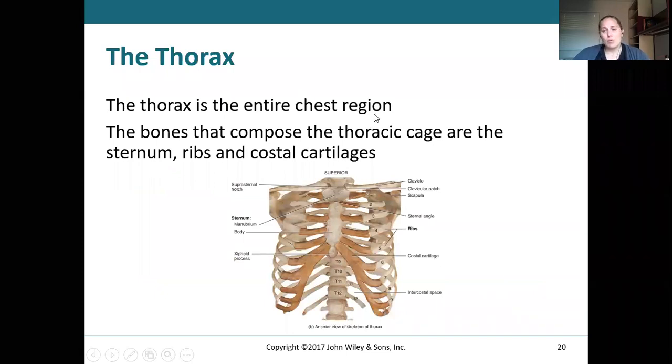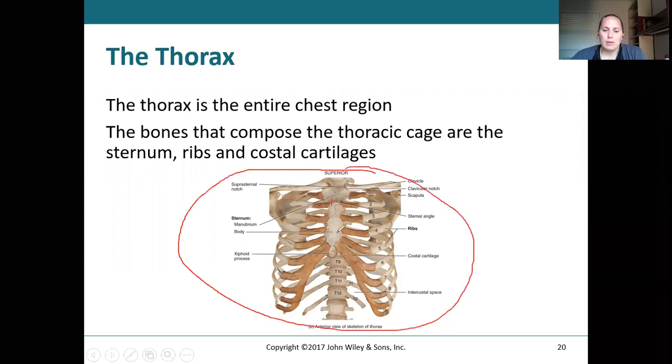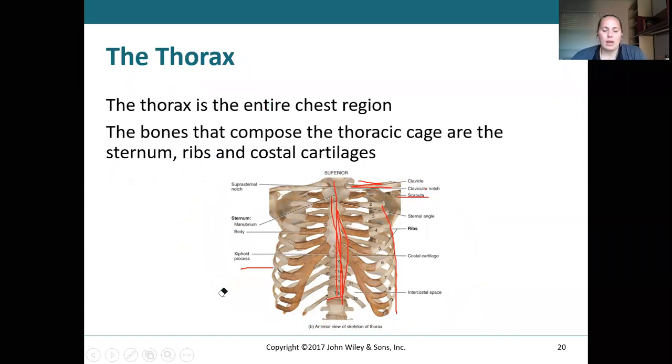Okay, so we're continuing to talk about the axial skeleton. Next we have the thorax. Thorax is the entire chest region, as you can see here. So we've just finished talking about the thoracic vertebrae. Here you can see T12 through T1. We have things like the clavicle, the ribs, there's the scapula, as well as the sternum and the xiphoid process. Those are some of the main components of the thorax.